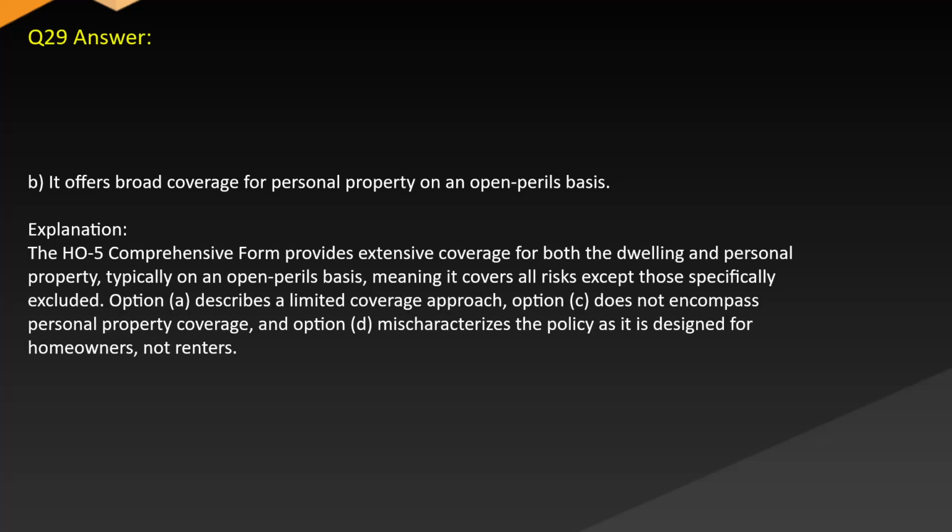Answer. B. It offers broad coverage for personal property on an open perils basis. Explanation. The HO5 comprehensive form provides extensive coverage for both the dwelling and personal property, typically on an open perils basis, meaning it covers all risks except those specifically excluded. Option A describes a limited coverage approach. Option C does not encompass personal property coverage. And option D mischaracterizes the policy as it is designed for homeowners, not renters.